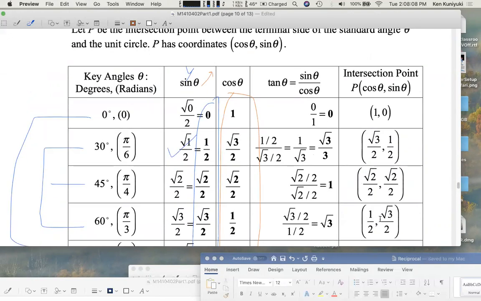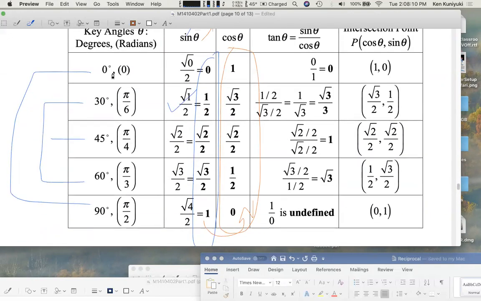Well, going back to the table, look at these patterns. 0 degrees and 90 degrees, that's a complementary pair. They add up to 90 degrees. 30 degrees and 60 degrees, again, they add up to 90 degrees, a complementary pair. 45 degrees is its own complement. 45 degrees plus 45 degrees is 90 degrees. Well, so what? Take a look.